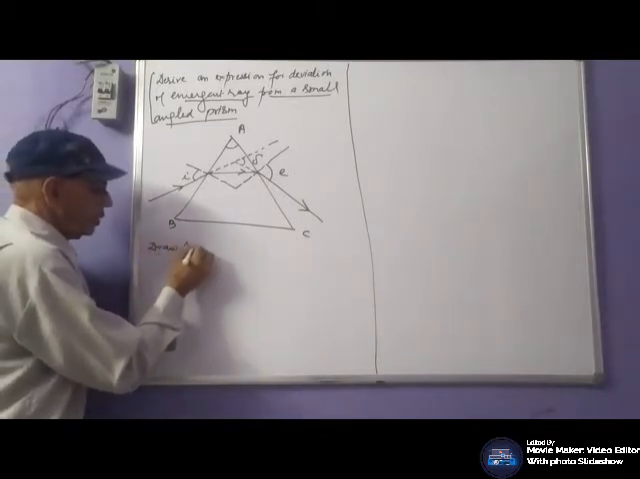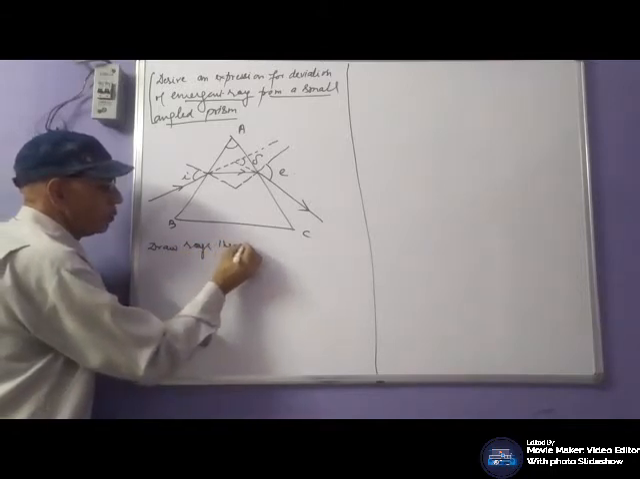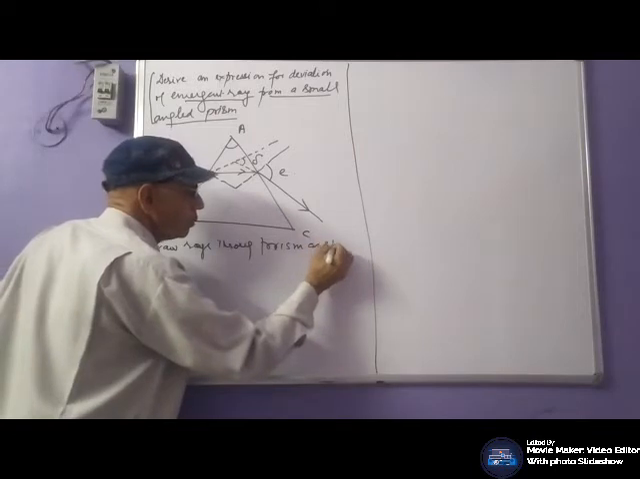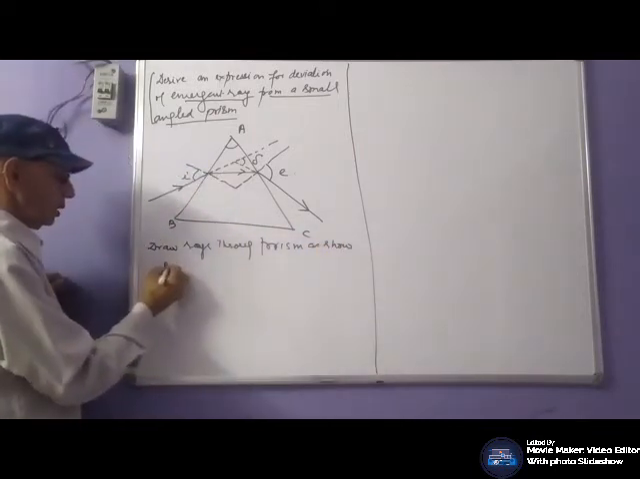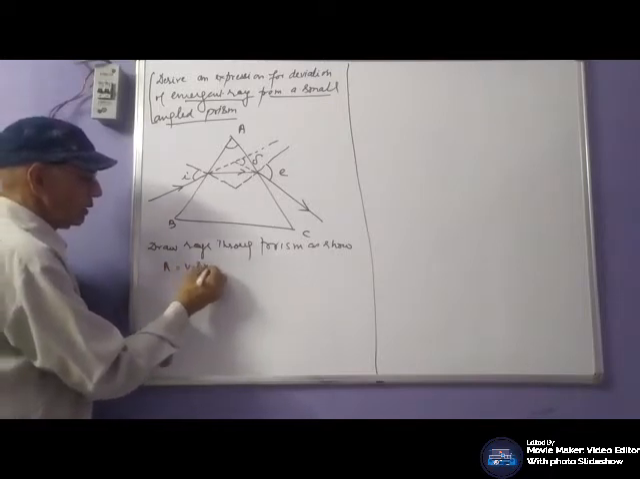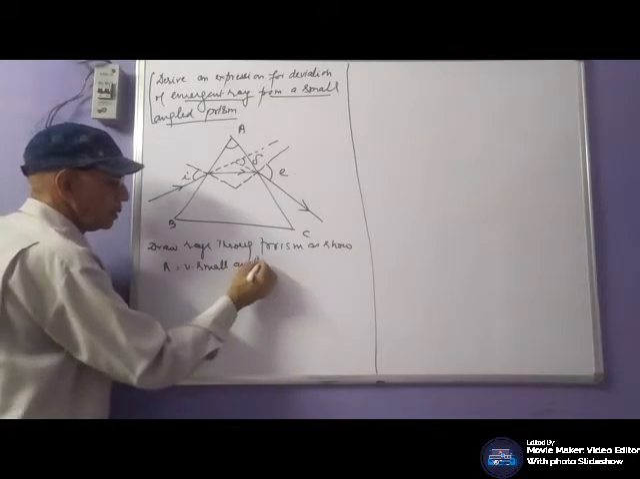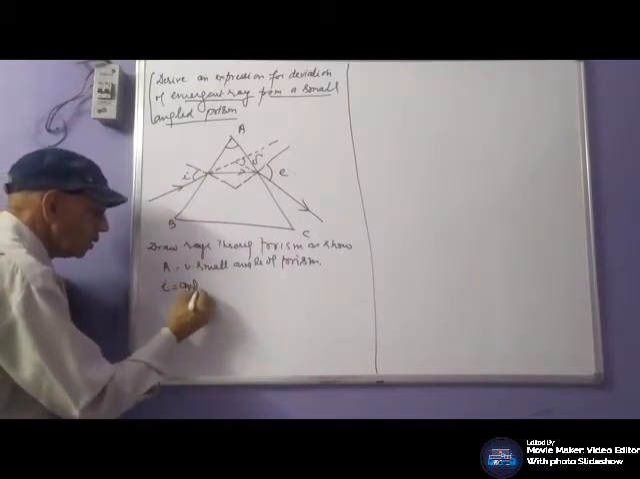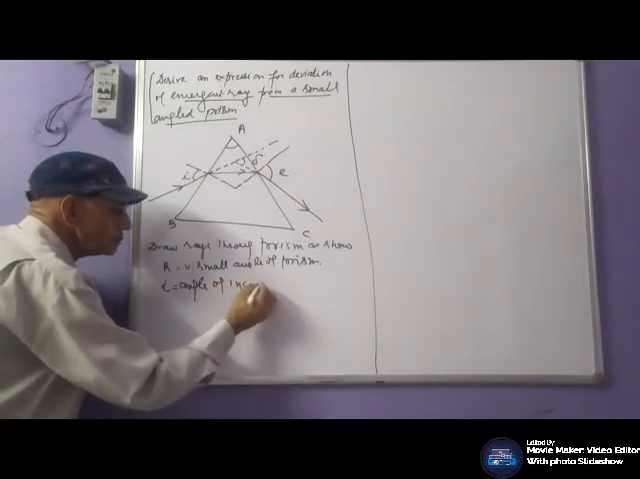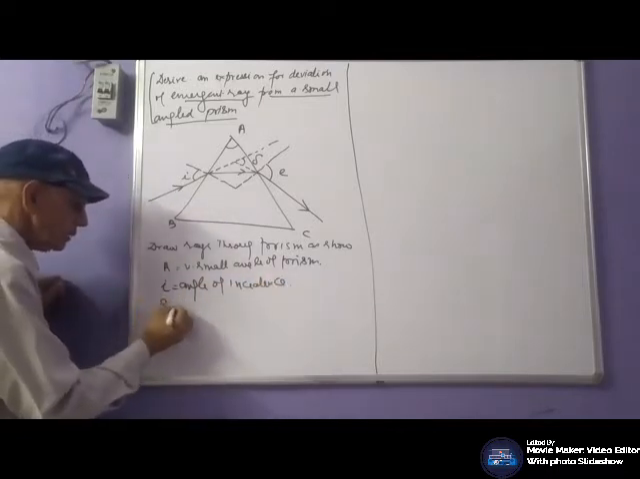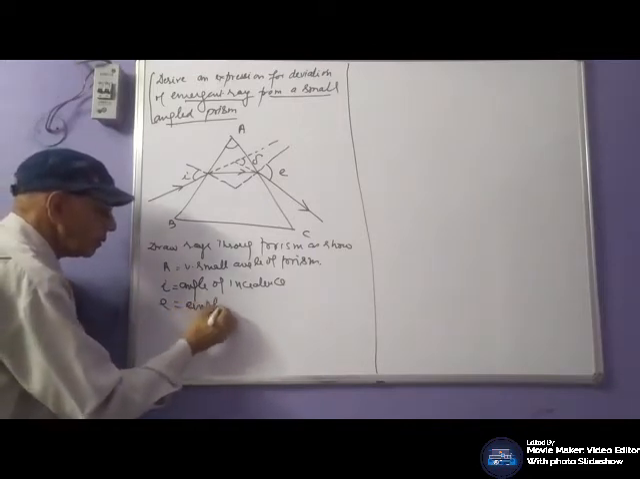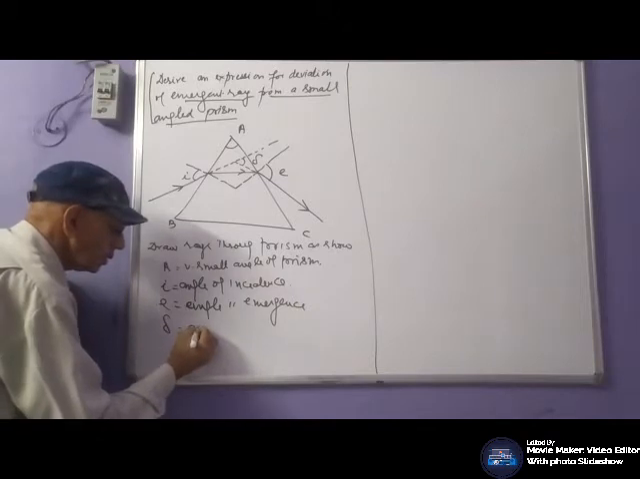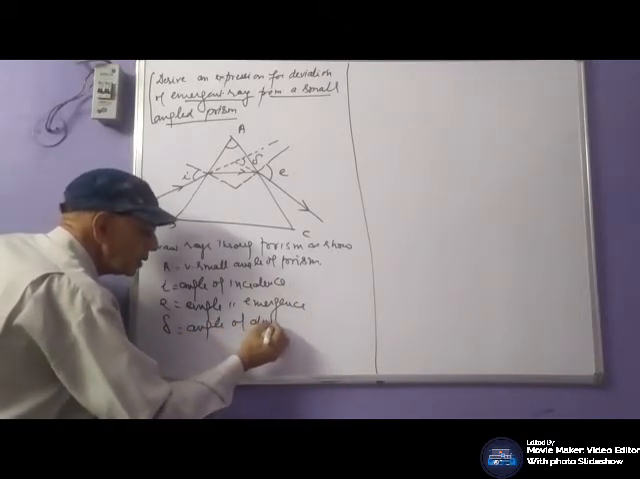Draw rays through prism as shown. A, very small angle of prism, I, angle of incidence, E, angle of emergence, delta, angle of deviation.